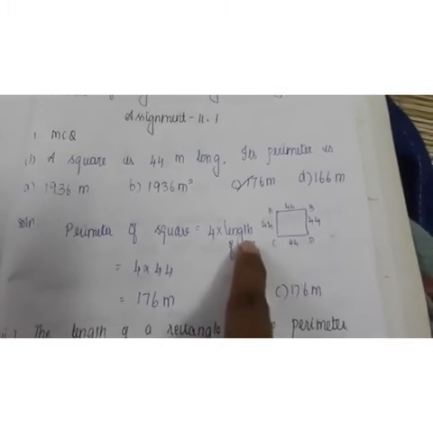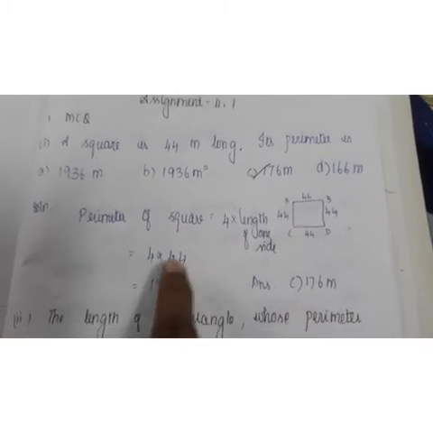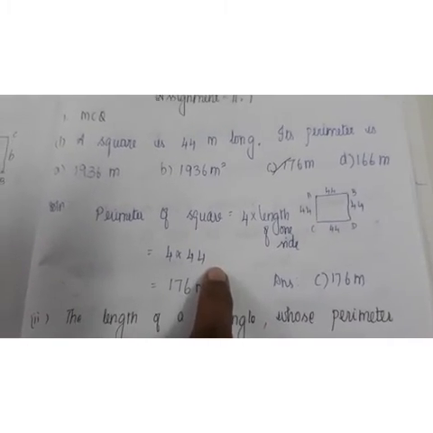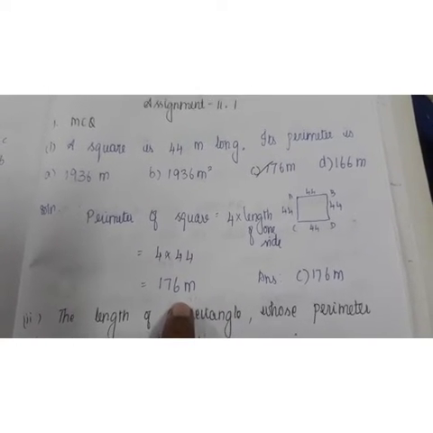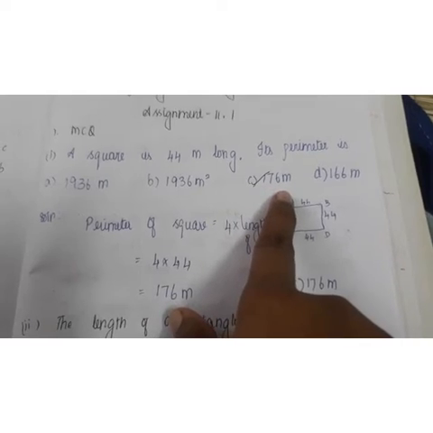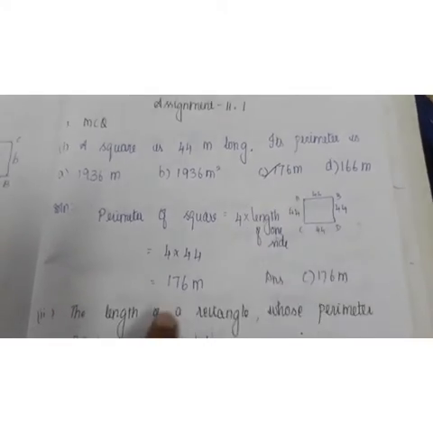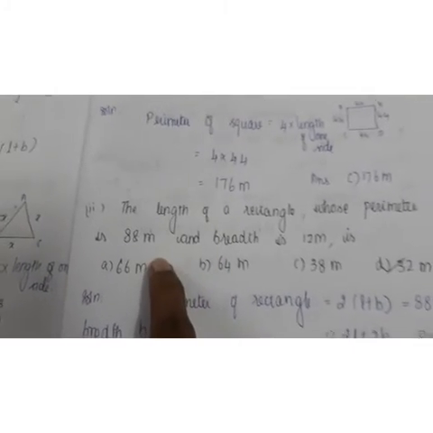So 4 multiplied by the length of one side. The length of one side is 44. So 4 multiplied by 44. When you multiply this, you will get the answer 176 meter. So option C, 176 meter, is the right answer. Okay, then we'll move on to the next question.